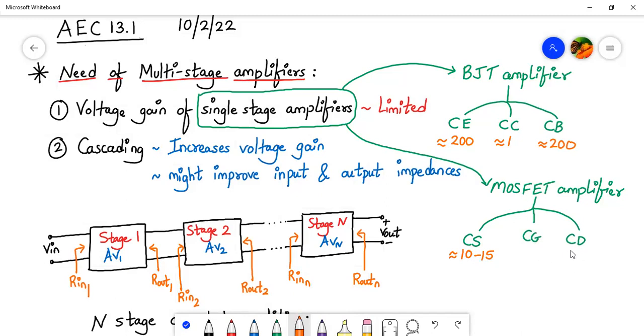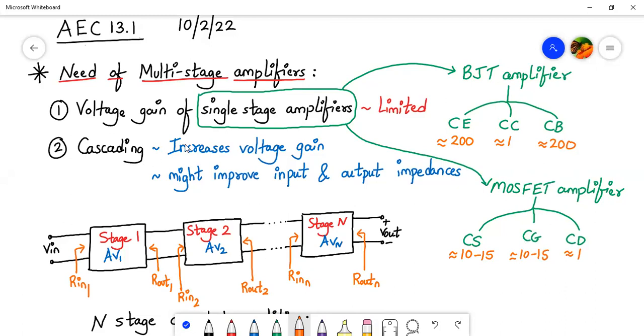Similarly, common gate also will provide a gain of around 10 to 15, whereas a common drain amplifier will provide a gain close to 1. So as you can see, these are the voltage gains which are associated with single stage amplifiers, and they are quite limited. So that's why we require cascading.